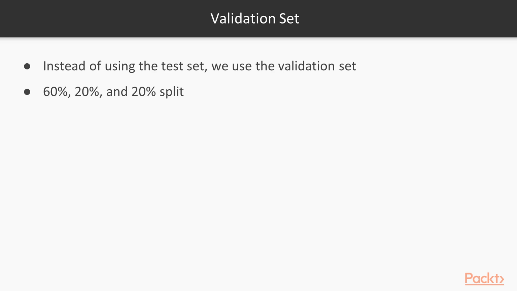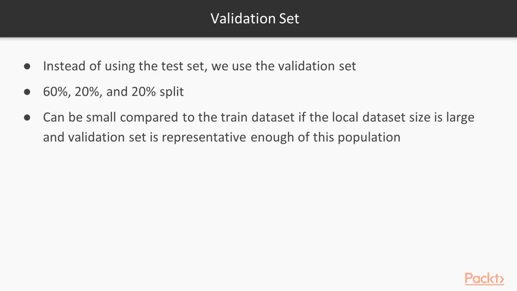We can use some other splits like 80, 10 and 10 for the train, test and validation sets respectively. So there is no fixed rule to it. The validation set can also be small in case the training data set is really large, in terms of millions. In that case, a validation set of, let's say, 10,000 data points is good enough if it is representative enough of the population. In this video we saw how we can evaluate our model.